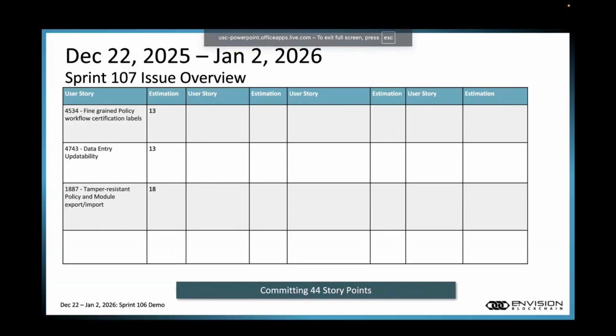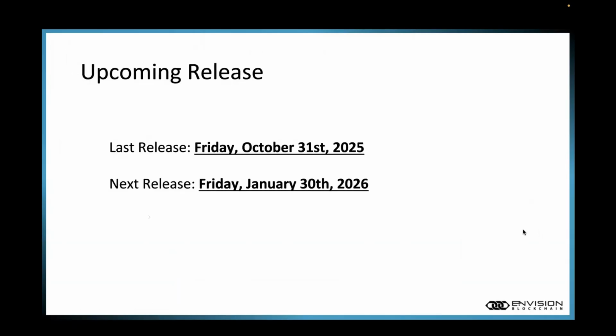Looking ahead to the week of December 22nd, we are looking at Sprint 107, which will last from December 22nd to January 2nd, 2026. Currently we are committing to 44 story points, which includes 4534 fine-grained policy workflow certification labels, 4743 data entry updatability, and 1887 tamper-resistant policy and module export import. Talking about our upcoming releases, our last release was on Friday, October 31st, 2025. Our next release will be on Friday, January 30th, 2026, which is the end of this month.